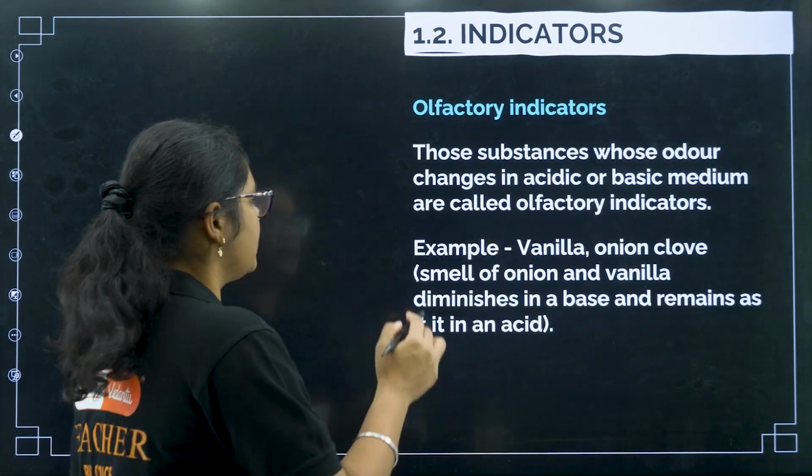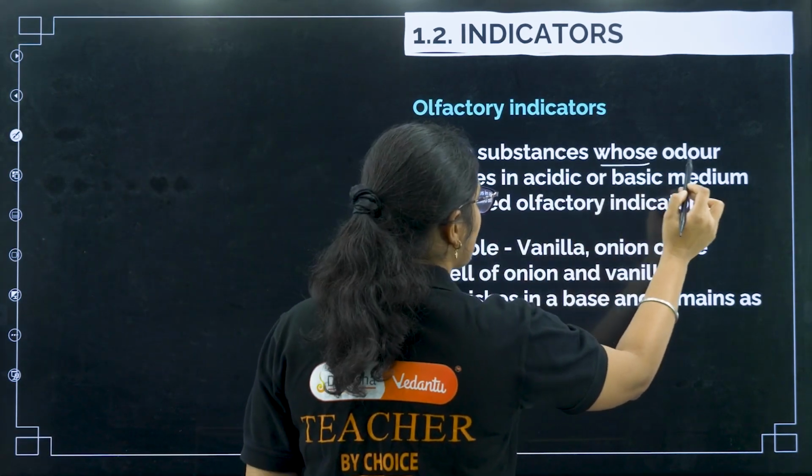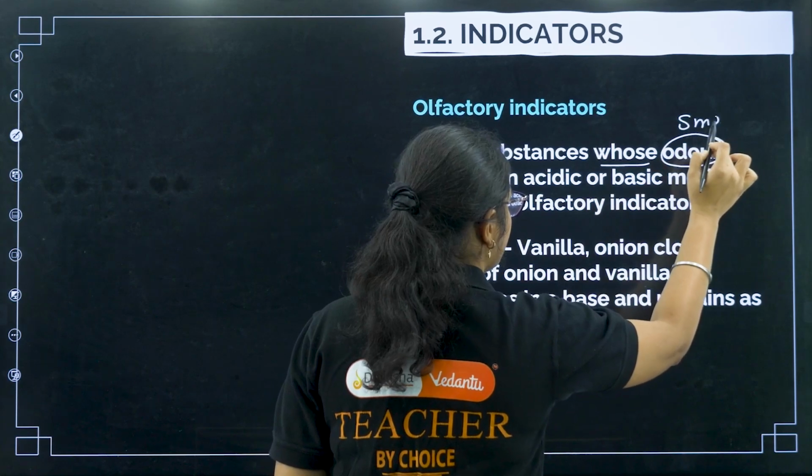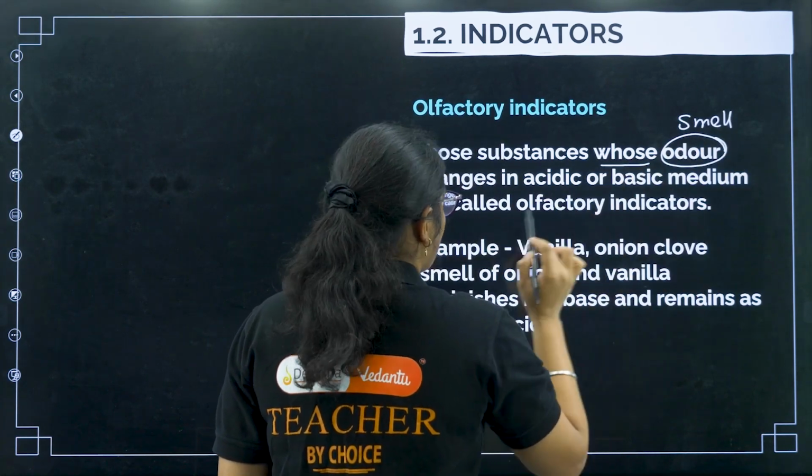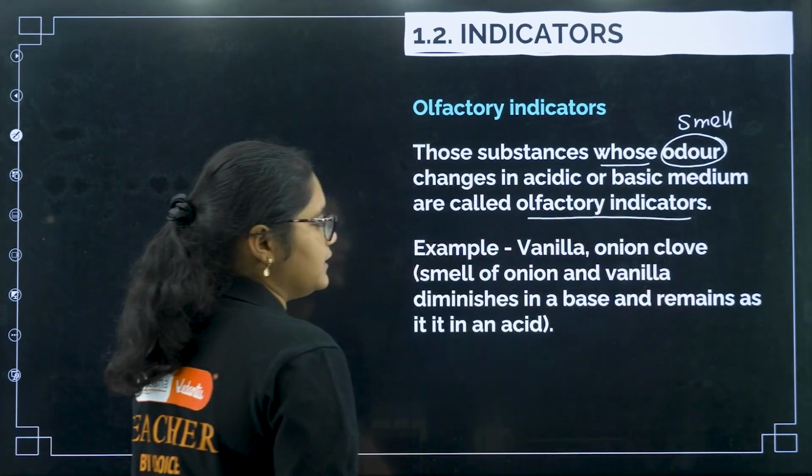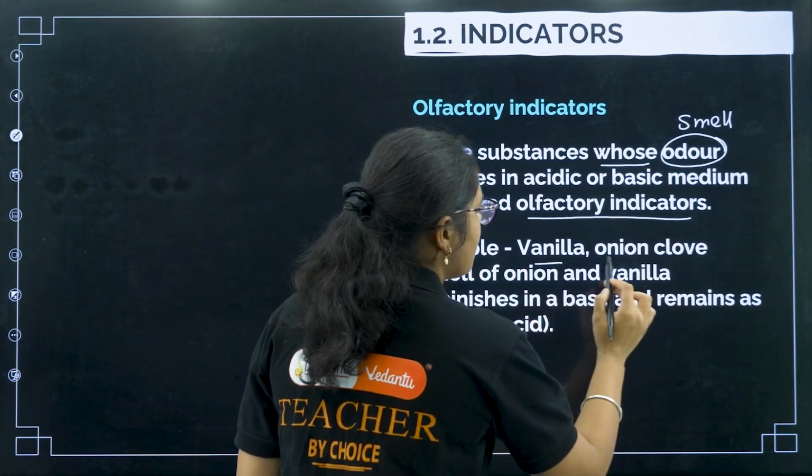Olfactory indicators means those substances whose odor, or you can say smell, changes in acidic or basic medium. Examples are vanilla, onion, clove.